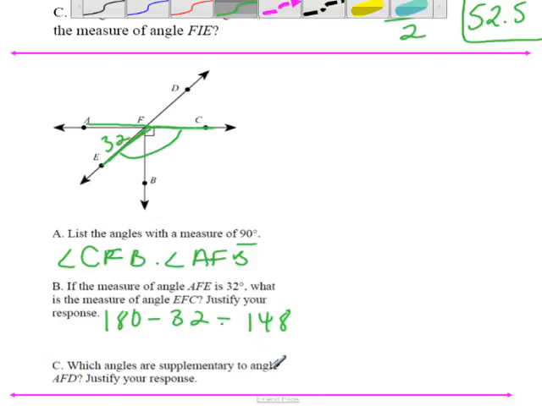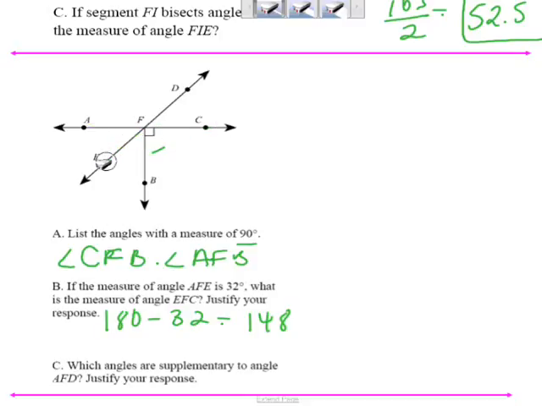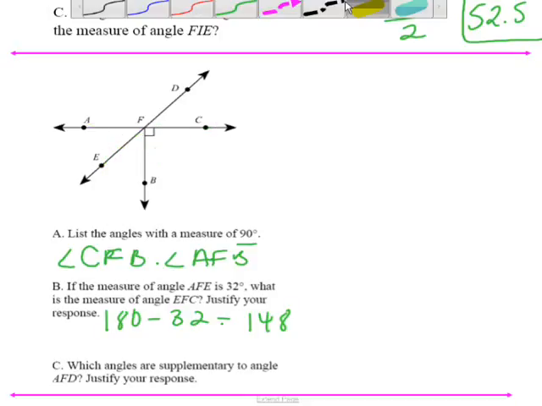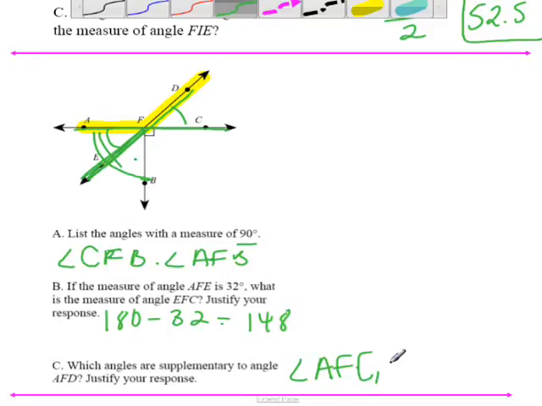Now it asks which angles are supplementary to angle EFD. So supplementary to AFD, A to F to D. Well, this angle forms a straight line with it this direction. This angle forms a straight line with it this direction. So both of those. Now if we knew that this was a bisector for this angle, then we would know this one is also, and it looks like it, but they didn't tell us that, so we can't say for sure. So we have angle AFE and angle DFC.